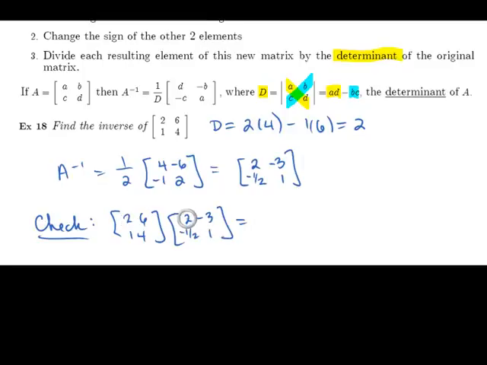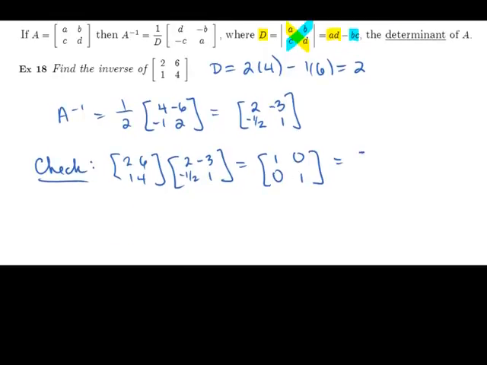So again, 2 times 2 is 4, 6 times -1/2 is 3, so we get 1. 2 times -3 is -6, 6 times 1 is 6, so that's 0. 1 times 2 is 2, 4 times -1/2 is -2, so that gives us 0, and 1 times -3 and 4 times 1 gives us our 1. And we could check it the other way as well. Again, writing the inverse first, then times our original 2, 6, 1, 4. And we would see that we end up with the same matrix.